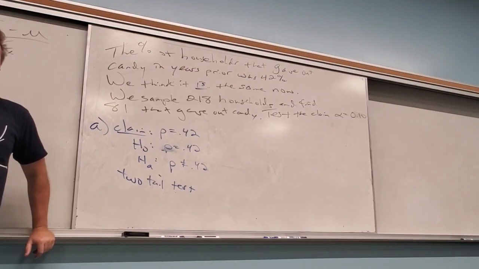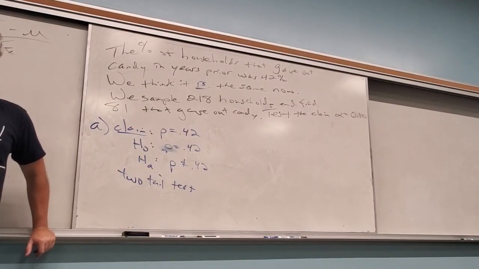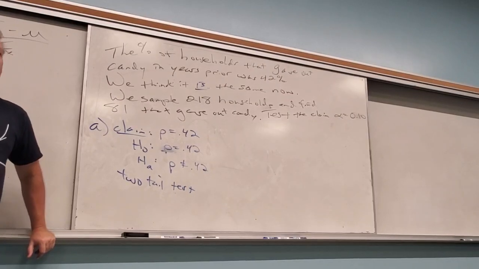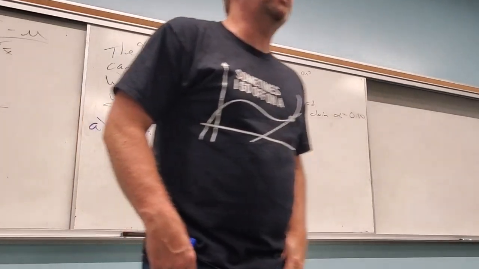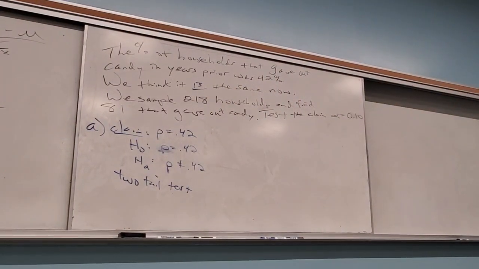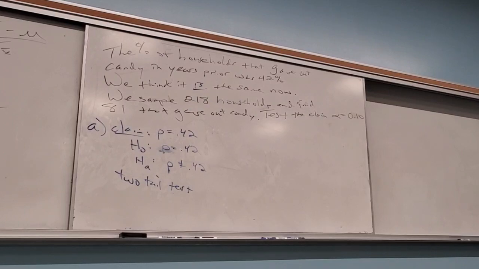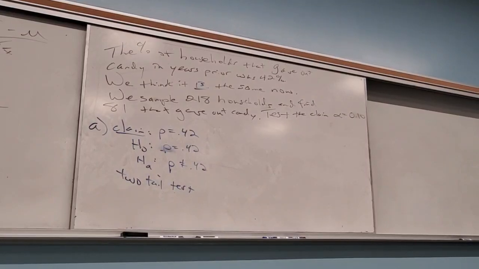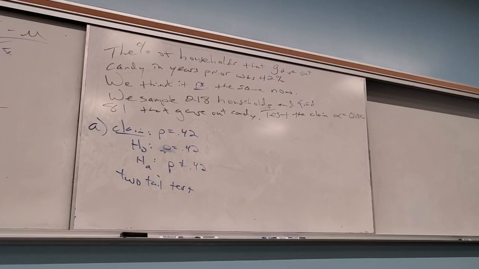Can you guys do the next step? What's the next step? By the way, do you remember from confidence intervals how many confidence interval formulas there were? There was x bar plus or minus z, x bar plus or minus t, and then there's p hat plus or minus z. That's it. So with percentage problems, it's z or nothing.